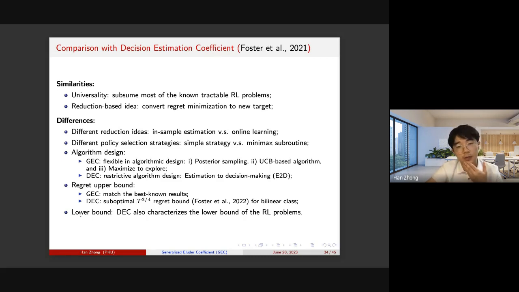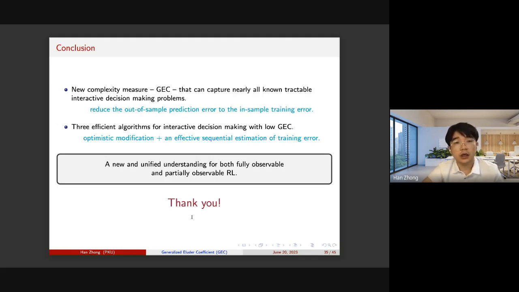In terms of the lower bound, DEC also characterizes the lower bound for the RL problem. And currently, I don't know whether the GEC also captures the lower bound of the RL problems. So in this sense, I think maybe the DEC can capture more RL problems. But now I don't know whether, in the current definition, DEC can capture the low GEC problems. So I would like to make a brief summary.